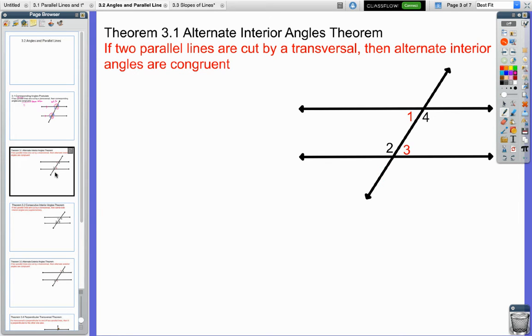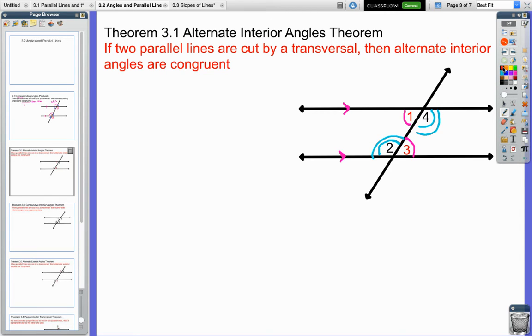So let's look at this. Our next theorem is alternate interior angles. Again, as we talked about, we have two parallel lines right here. Alternate interior angles are on opposite sides of the transversal, but they're not next to each other. To be interior means to be in between these two parallel lines, and the alternate interior angles will be 1 and 3, 2 and 4.